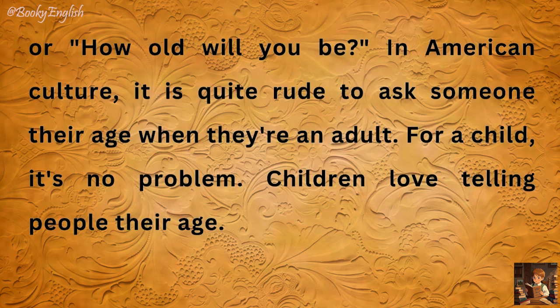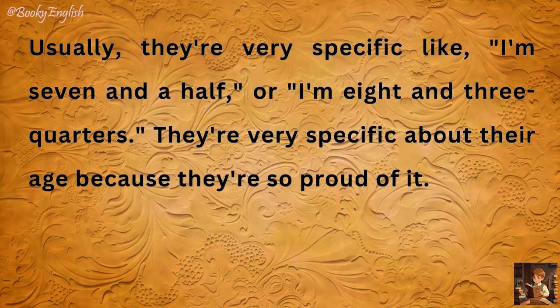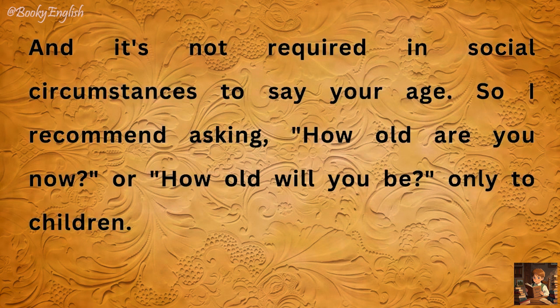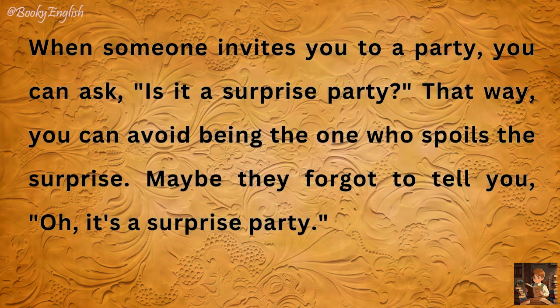Children love telling people their age. Usually, they're very specific, like, "I'm 7.5," or "I'm 8 3/4." They're very specific about their age because they're so proud of it. But once we become adults, we become a little bit more hesitant to share our age, especially with anybody. And it's not required in social circumstances to say your age. So I recommend asking, "How old are you now?" or "How old will you be?" only to children.